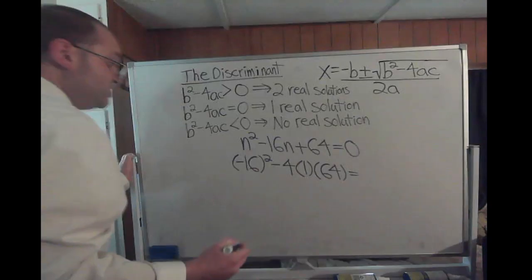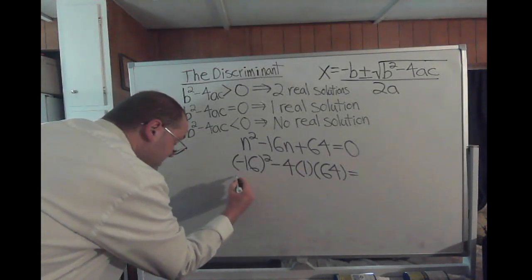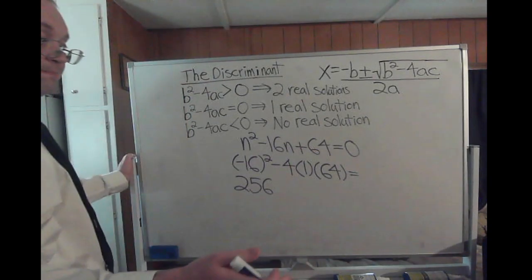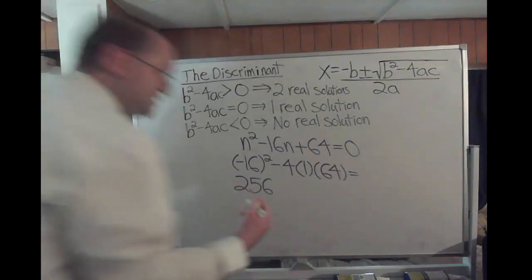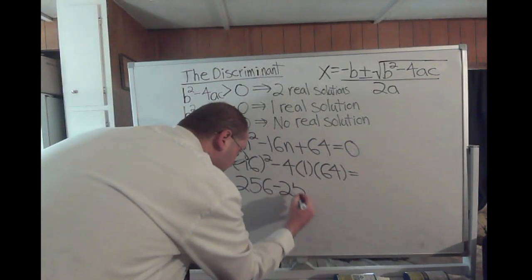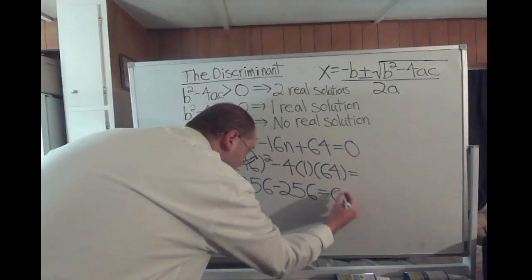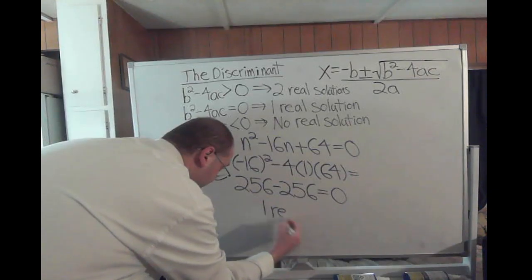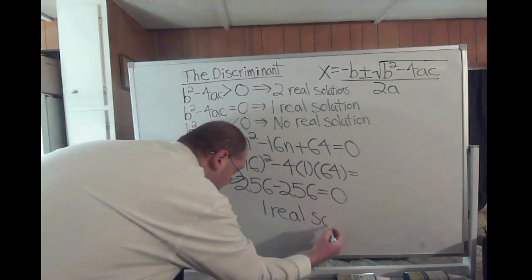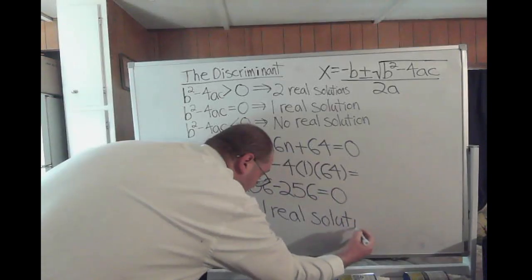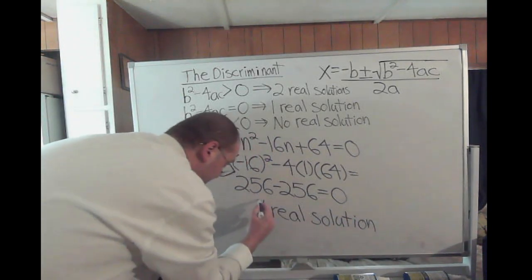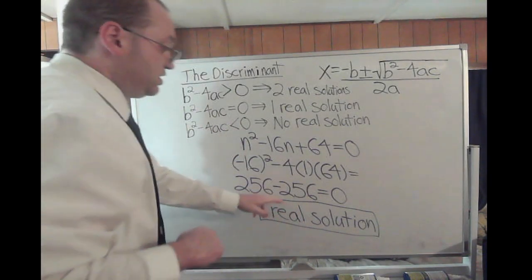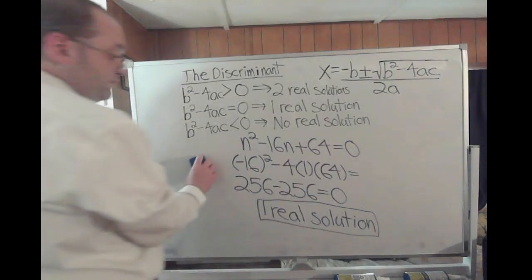When we simplify this, negative 16 to the second is positive 256. Then you have negative 4 times 1, that's negative 4, times 64, that's negative 256. And lo and behold, you get exactly 0. If you get exactly 0, there is one real solution. The square root of 0 is just 0. It's neither positive nor negative, so whether you add or subtract 0 in the quadratic formula is irrelevant. You'll just get one real solution. So that's how many you would have for that.